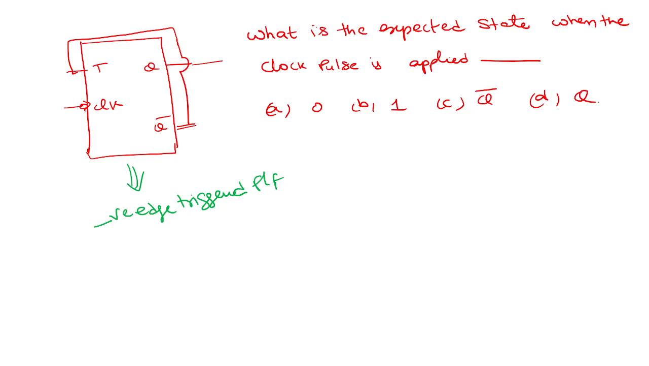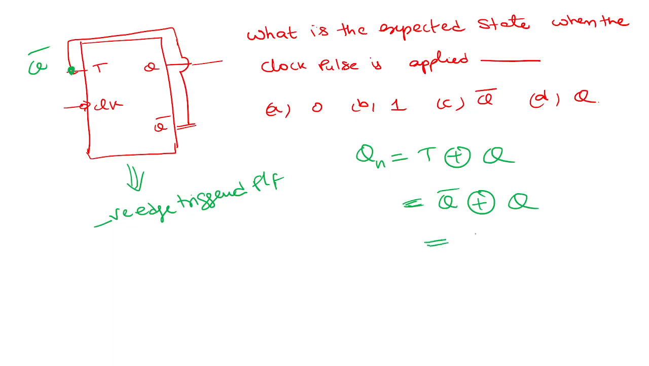Okay, let's see. Now if you look at this, what is T? That is coming from Q bar, right? Qn we know already, T XOR of Q, just now we have seen, right? Now here, T is already Q complement, XOR of Q. What is this? Q bar XOR Q.